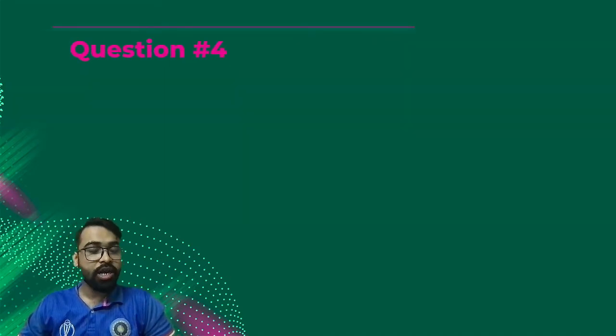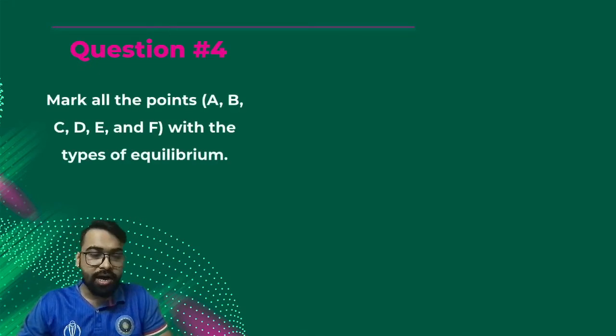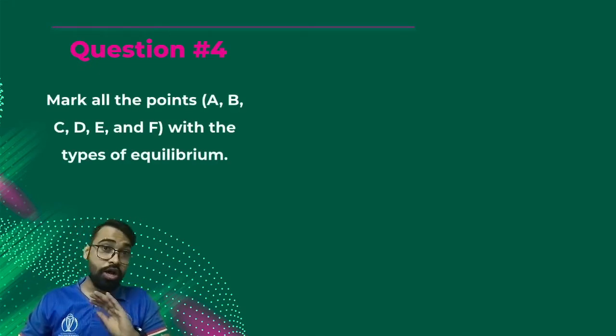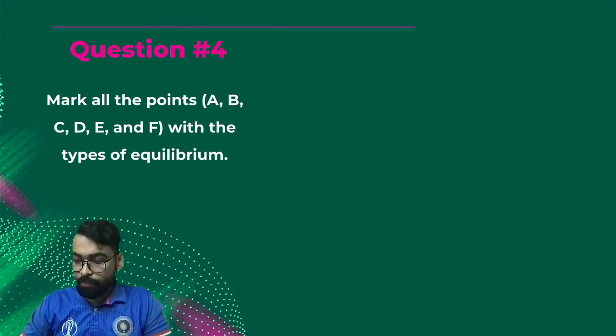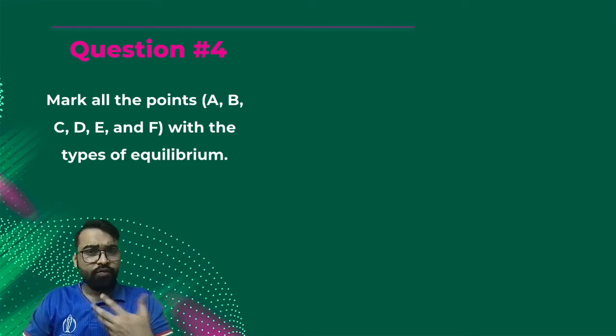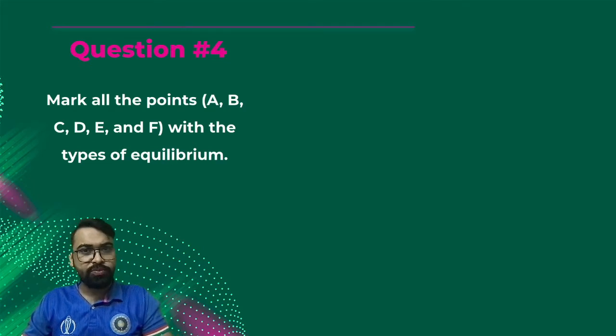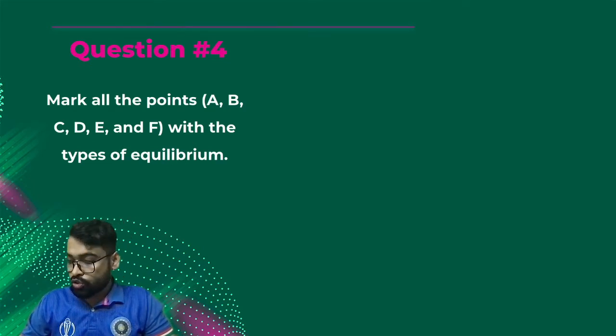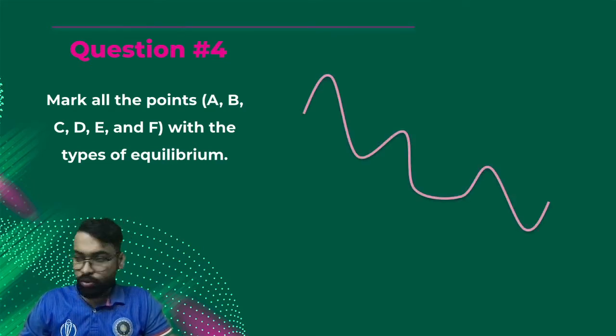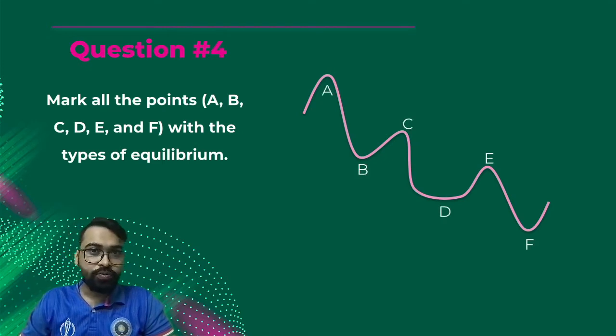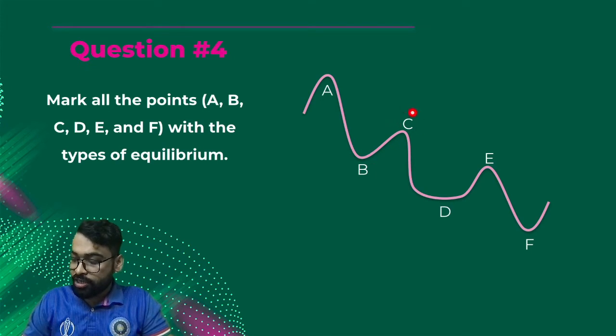Question number 4, again, continuing from the previous class. What we have over here is we are asked that we mark all the points. Which points? All the points A, B, C, D, E and F with the types of equilibrium. What type of equilibrium occurs at all these points? Now where are these points? So let me draw out the curve for you and the points for you. A, B, C, D, E, F. I hope everybody is able to see all these 6 points that we have.